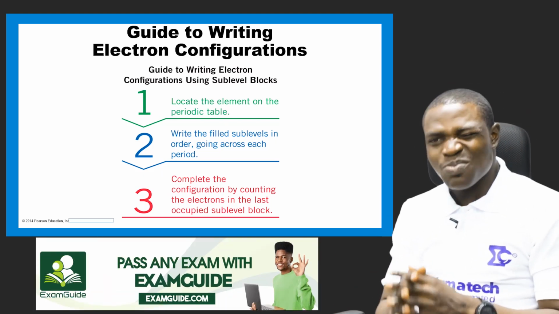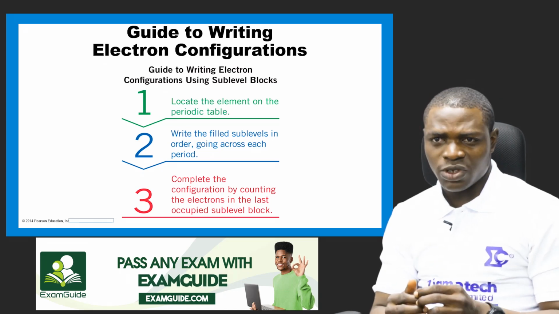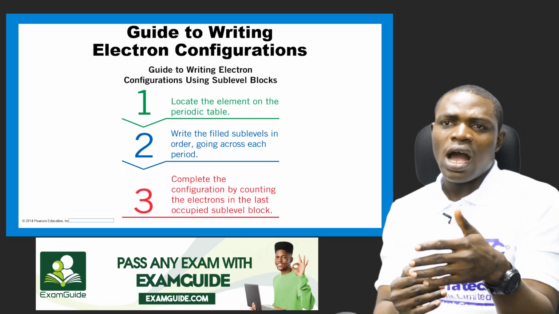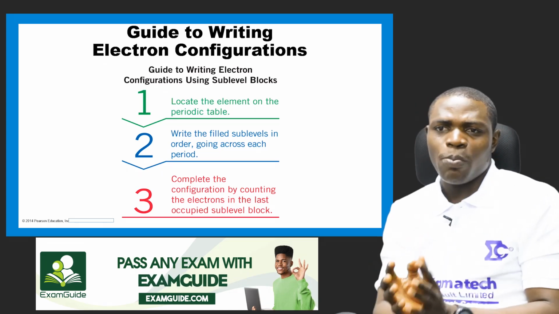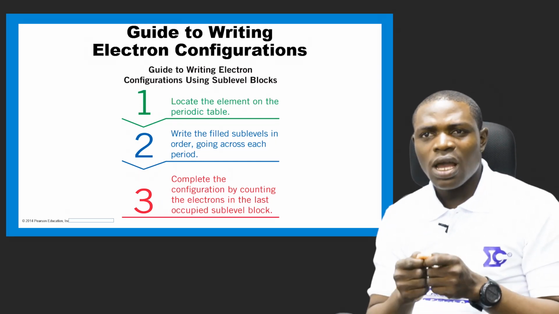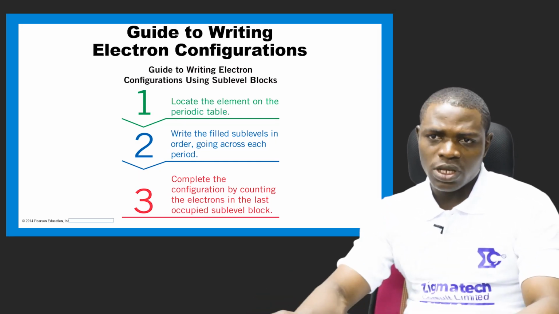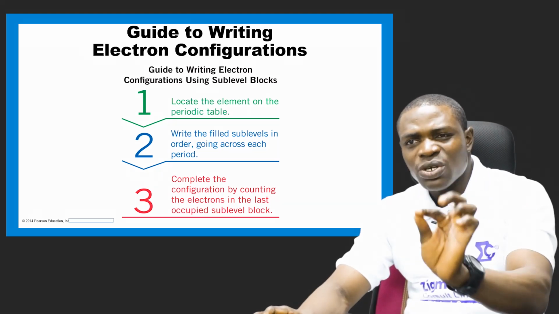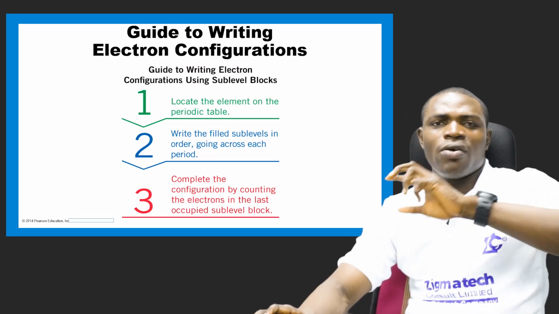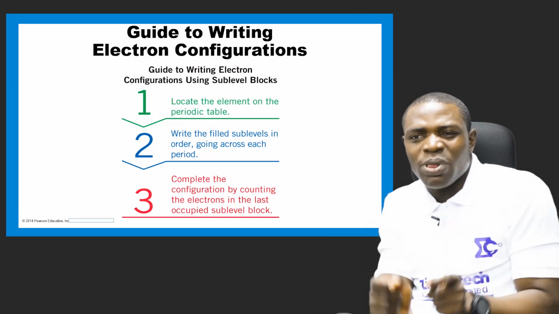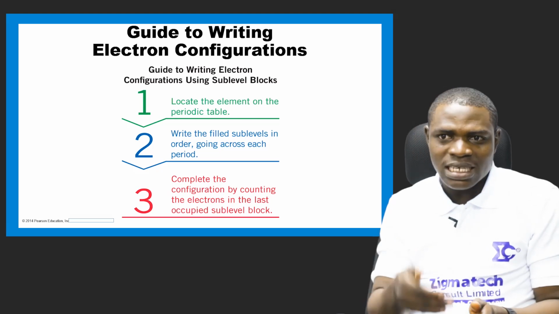So for you to be able to do this, you need to watch this video and then follow this guide I'm giving you. These guides are the bedrock upon which you can build your knowledge, and then you will be able to write electron configuration properly. Number 3, after you have examined the filled sublevels in order of their period and group, you complete the configuration by counting the electrons.